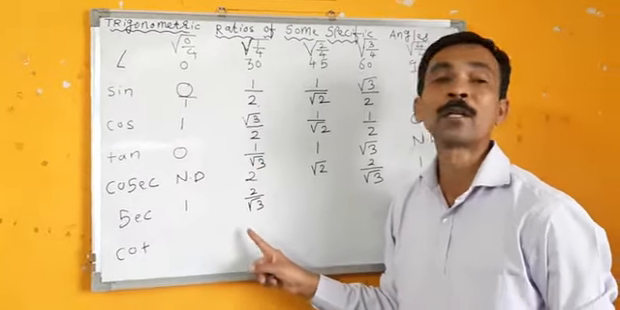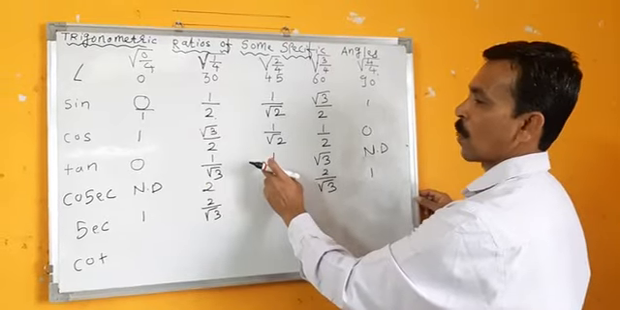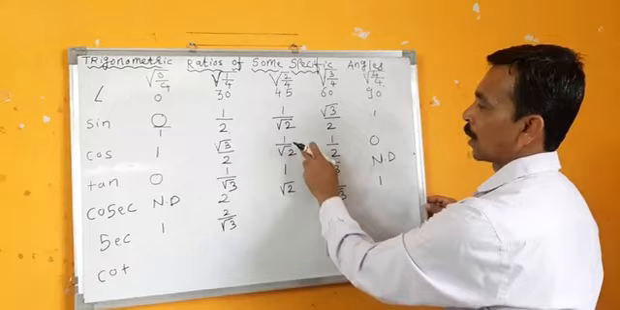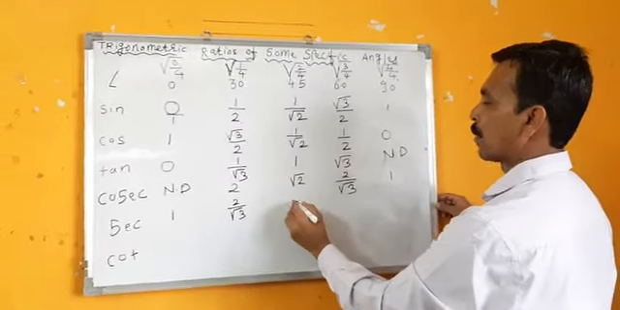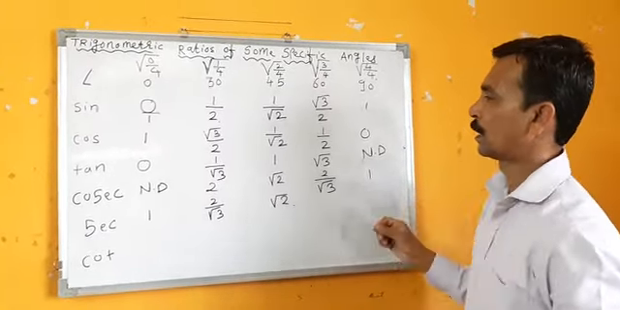So sec 30 will be 2 by root 3. Now sec 45. Sec 45 will be reciprocal of cos 45. That will be root 2. Right? Now sec 60 is reciprocal of cos 60. What is cos 60? 1 by 2. The reciprocal will be 2.